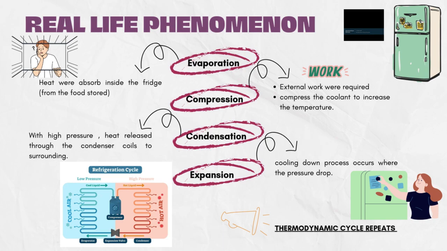so that the coolant can be compressed to increase the temperature. Along with that, condensation will occur as the third process in the thermodynamic cycle, where it requires high pressure and heat will be released through the condenser coil to the surroundings. And lastly, expansion, where the cooling down process occurs and the temperature drops. So basically, this thermodynamic cycle inside the refrigerator will repeat again and again.